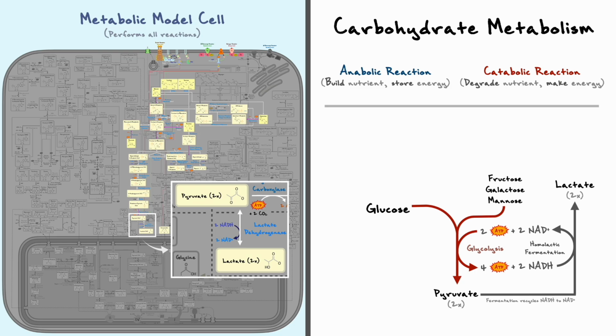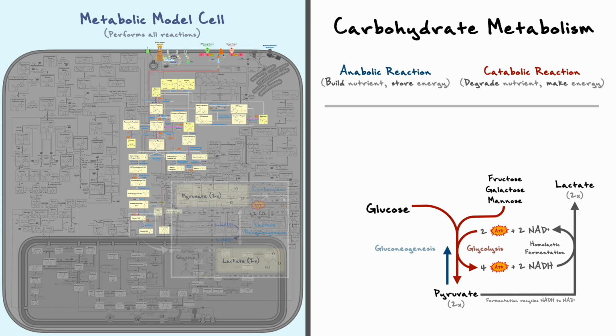Another important aspect that we will talk about with respect to pyruvate is that it can be used as the starting point to make glucose via the anabolic process of gluconeogenesis. This is something that mostly happens in the liver, and it takes 2 pyruvate, 2 NADH, 4 ATPs, and 2 GTPs to make 1 glucose back.